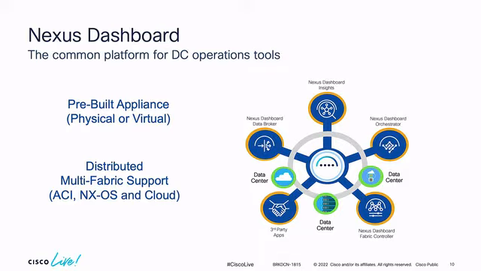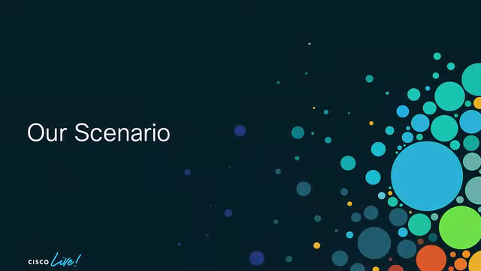And something else. Some people think that Nexus Dashboard is only for ACI or SDN platforms, and that is not true. We can also have multi-fabric support. We can have ACI, we can have NXOS, we can have public clouds. So the scenarios that we can cover through Nexus Dashboard are really huge. So we're gonna start working with these scenarios.